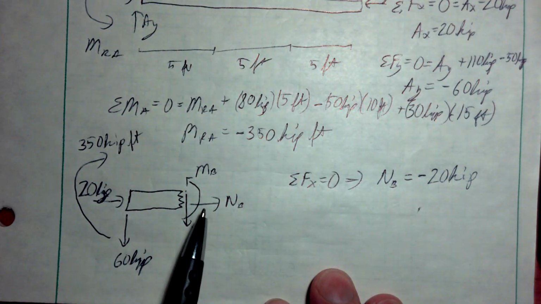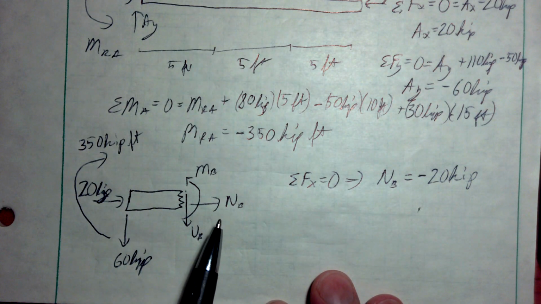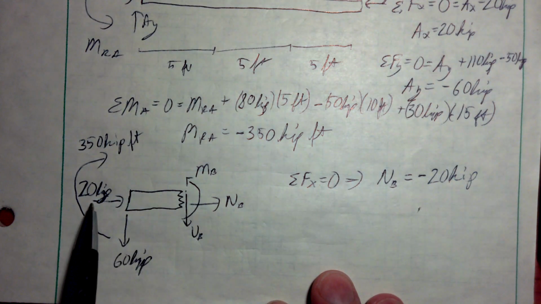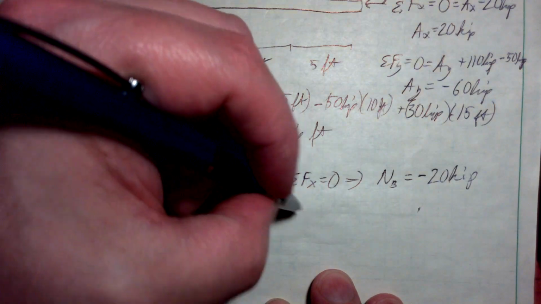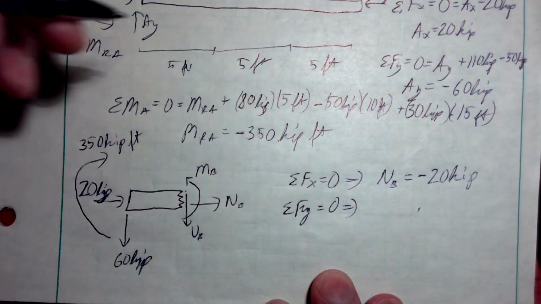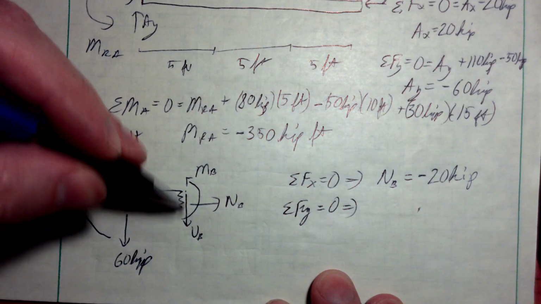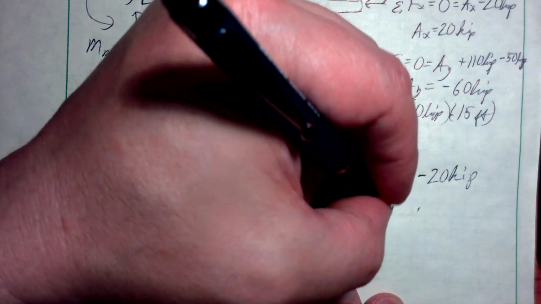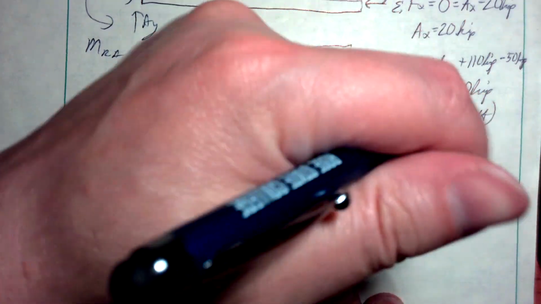I've drawn it in this direction. This is the typical traditional sign convention. It's actually in the opposite direction to counteract this one, so it's actually minus 20 kips from the normal sign convention. Sum of forces in the Y direction equals 0. I've got 60 kips going down, and then I've got the shear also going down. So the shear at point B is going to end up being a negative 60 kips.